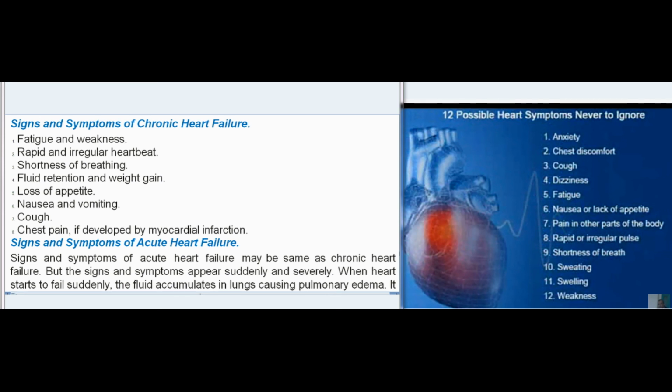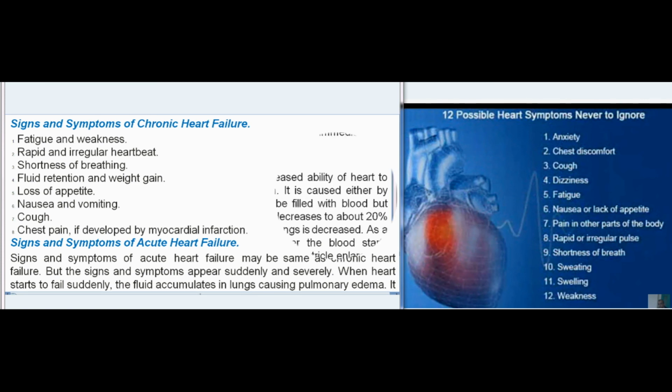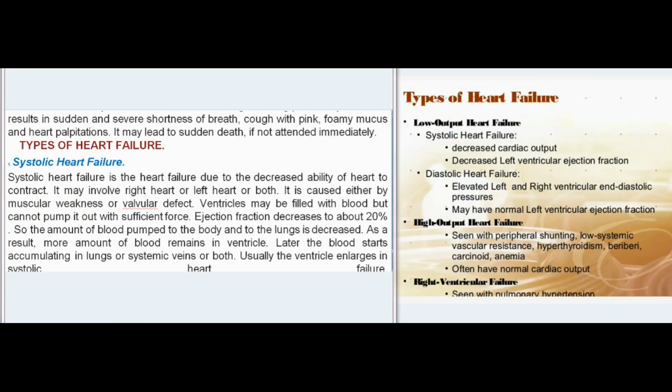Signs and symptoms of acute heart failure. Signs and symptoms of acute heart failure may be same as chronic heart failure. But the signs and symptoms appear suddenly and severely. When the heart starts to fail suddenly, the fluid accumulates in lungs causing pulmonary edema. It results in sudden and severe shortness of breath, cough with pink, foamy mucus and heart palpitations. It may lead to sudden death, if not attended immediately.